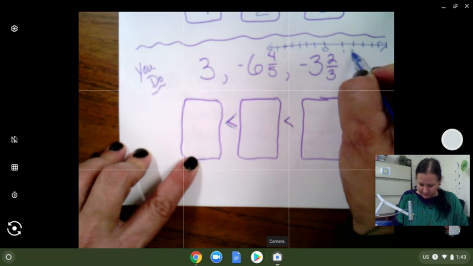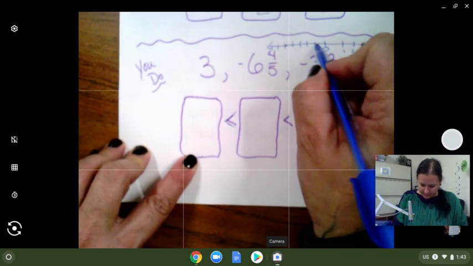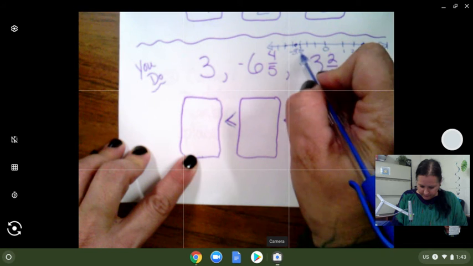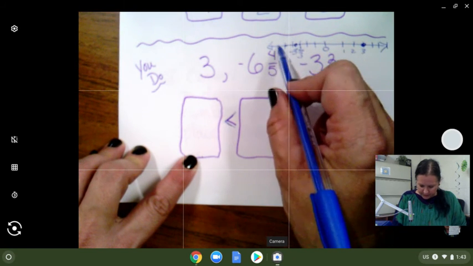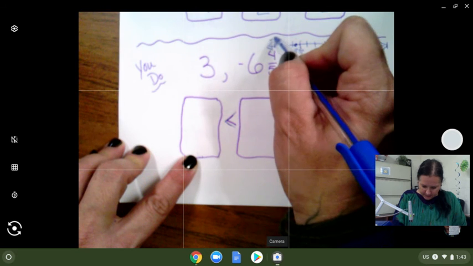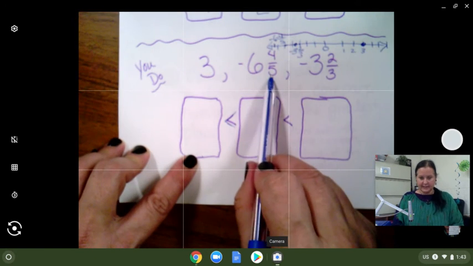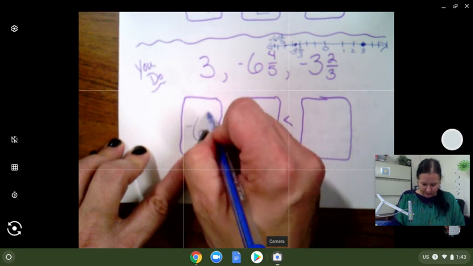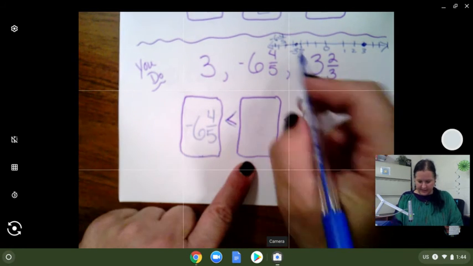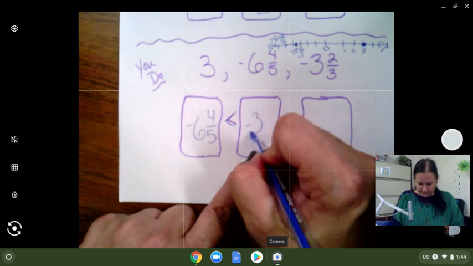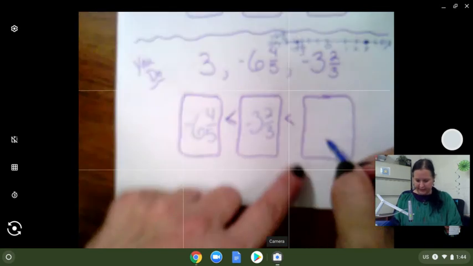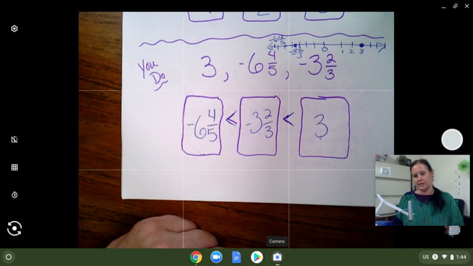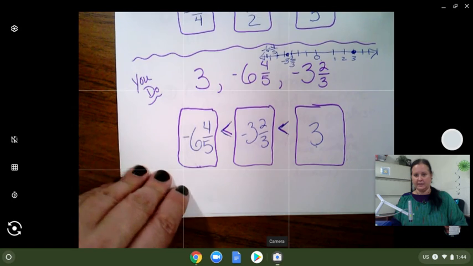Okay, I'm going to put mine on. There's 3, and a little over that. So this -6 4/5 is going to be the furthest smallest number on my number line. My next negative number will be next smallest. And then finally, my positive number will be greater. That is my largest positive number in that list of numbers.